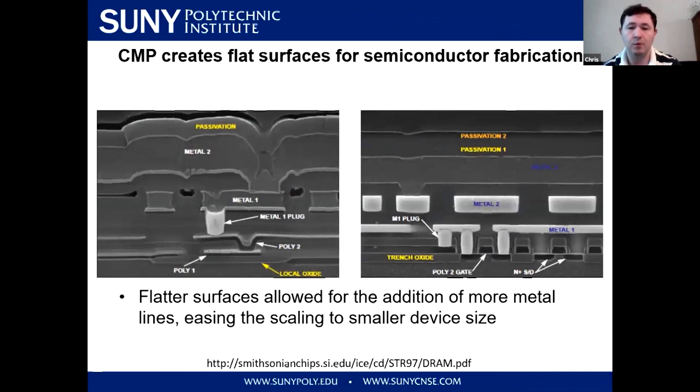The importance of CMP is that it creates the flat surfaces needed for semiconductor fabrication. On the left is a device made without CMP between depositions, and on the right is with CMP. And with those flatter surfaces, you have the capability of having more lines, easing the scaling to smaller devices.